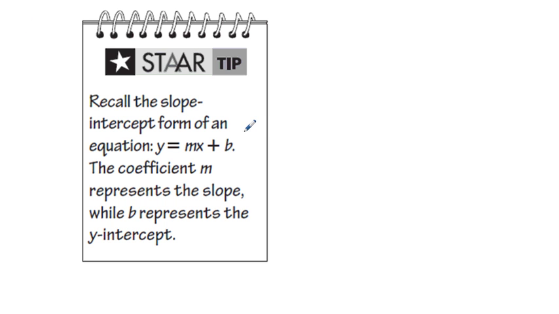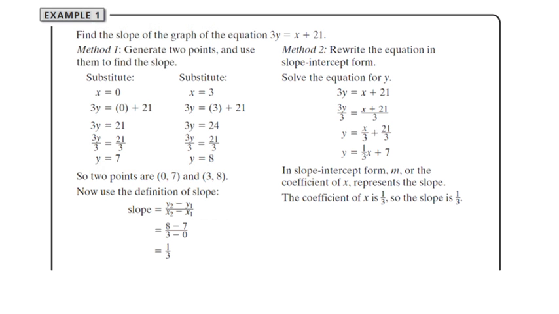STAAR tip: recall the slope-intercept form equation y equals mx plus b. The coefficient m represents the slope while b represents the y-intercept. That's what I just mentioned. Example 1, find the slope of the graph of the equation 3y equals x plus 21. And there are 2 methods given. I'm just going to write 3y equals x plus 21.